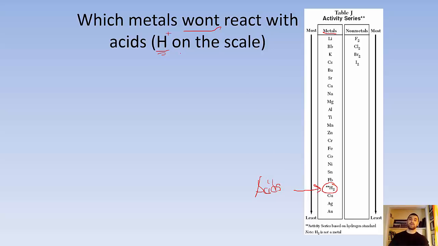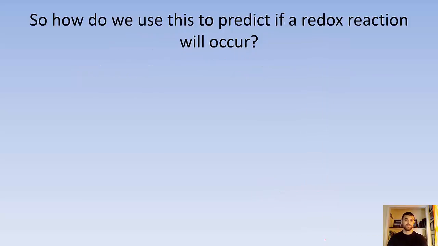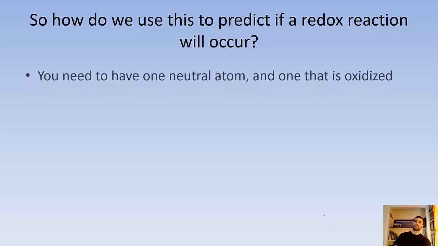So that means they have to be less active than hydrogen. If we take a look, there's three that are less active than hydrogen: Cu, Ag, and Au. If you put those metals in acid, they're not going to react with the H+. All right, so how do we use this to predict if a reaction will occur or not?